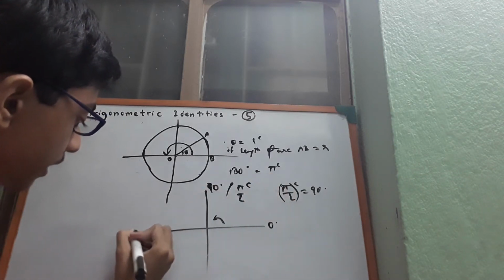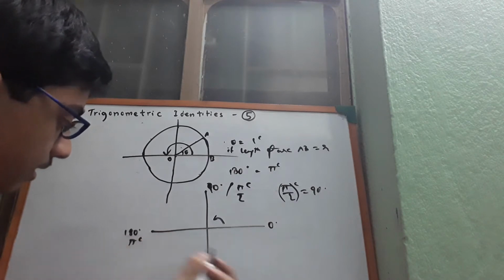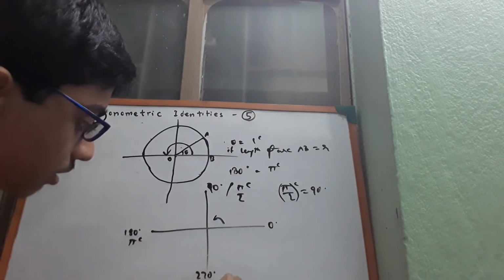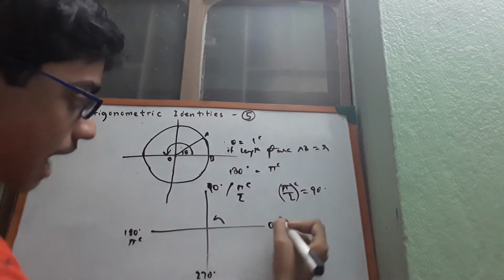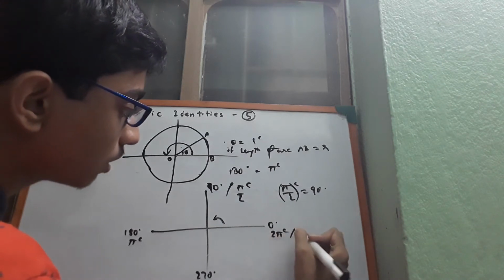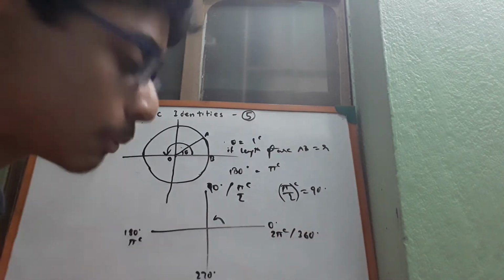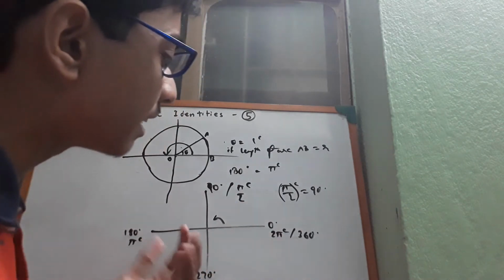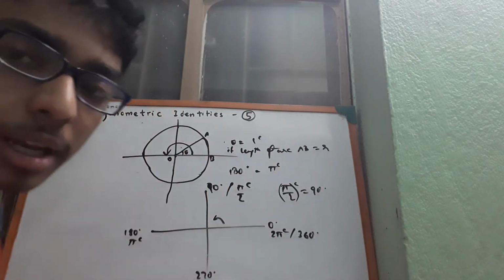This will be your 180 degrees or just pi radians. This will be your 270 degrees or 3 pi by 2 radians. And this will be your 2 pi radians or 360 degrees. 360 degrees corresponds to 0 degree, and you can just move on again. You can add 90 to 360. The same cycle can continue endlessly.